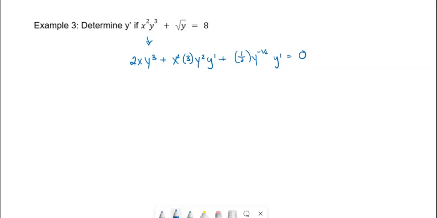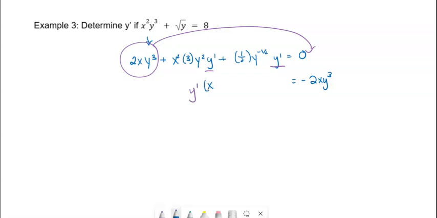Okay, so now I have two y primes, and so I'm going to have to deal with that a little bit differently. The first thing I'm going to do is move this to the other side of my equation, get it out of the way, negative 2xy cubed. And now, after I've done that, I actually have a common factor of y prime. So I'm going to factor it out. That leaves me with x squared times 3y squared plus 1 over 2 root y.